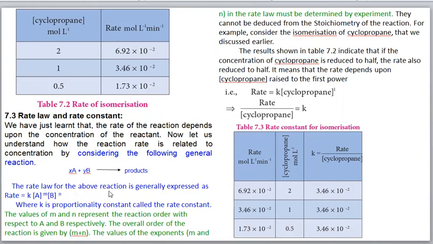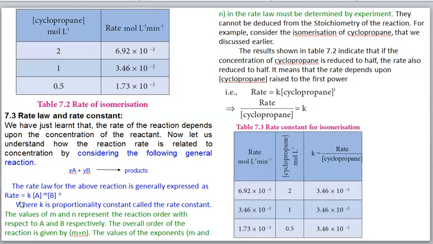You see, the rate law for the above reaction is generally expressed as rate equals rate constant k into concentration of A to the power m into concentration of B to the power n. You see, the numbers of moles x and y are not found here. According to the law of mass action, here we would have concentration of A to the power x, concentration of B to the power y. But that is not correct.